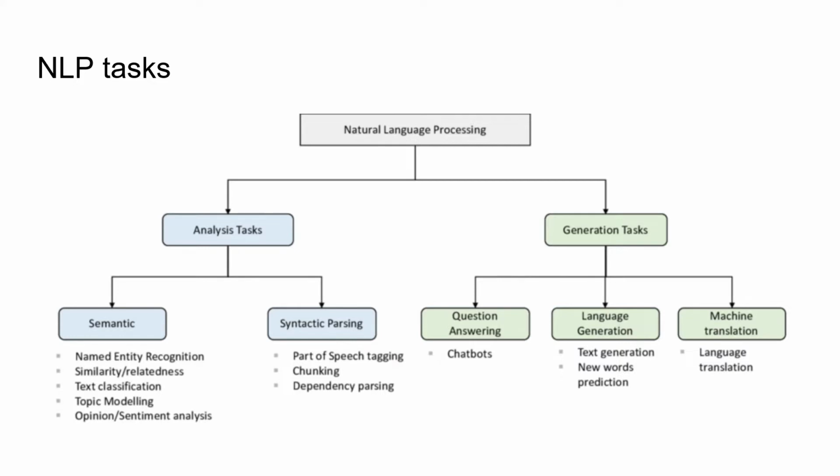Then we have machine translation. Machine translation is basically language translation. For example, English to Spanish, converting textual data or speech data from English to Spanish, or from Spanish to English, or whichever language possible. That is one of the tasks of NLP that is still under research.